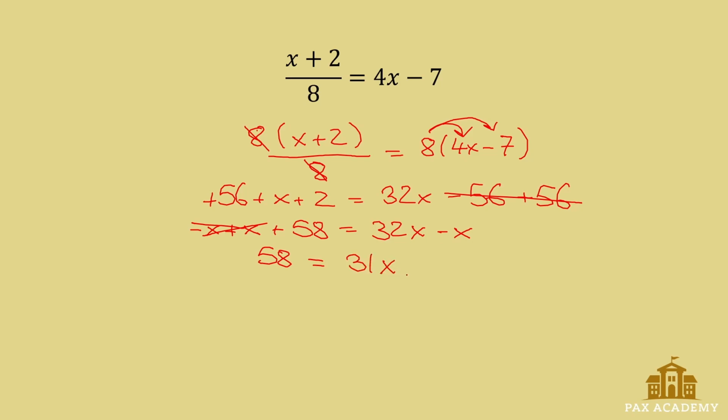Okay. And then in order to find x equals a number, we need to divide both sides by the number multiplying x. In this case, 31. So we need to divide both sides by 31. Okay. So 31 divided by 31 is 1. It simply cancels out. And then 58 divided by 31, we'll leave it as that. Okay. So we can rewrite this as x is equal to 58 over 31.